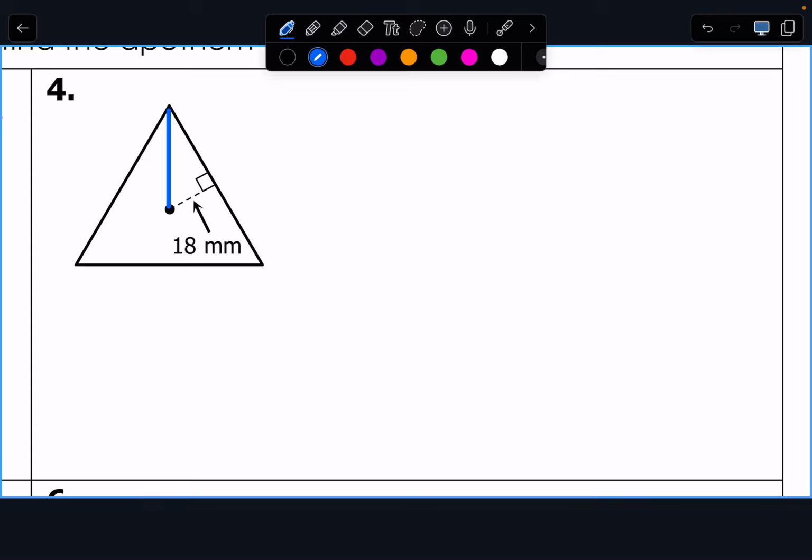Draw in your radius. Hey, we don't need any formula to tell us if this is an equilateral triangle. What is this angle right here? Which means this is 30. Okay. 18 is the short leg, so what's the long leg? You're welcome to do SOHCAHTOA, but I think that's going to take longer. Could you please put 18 radical 3 in your calculator?